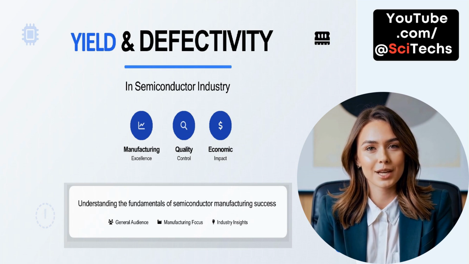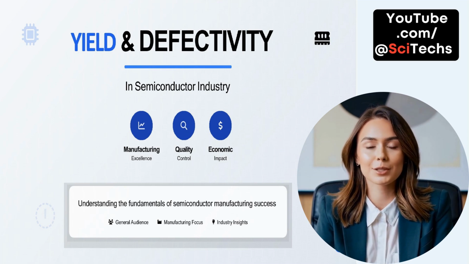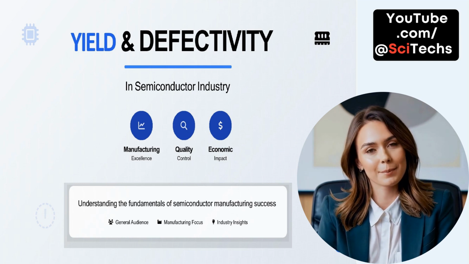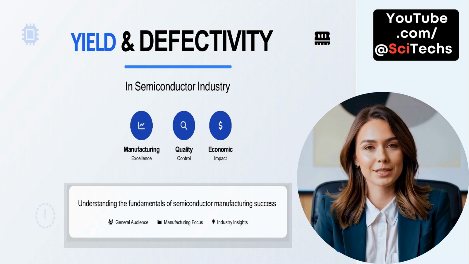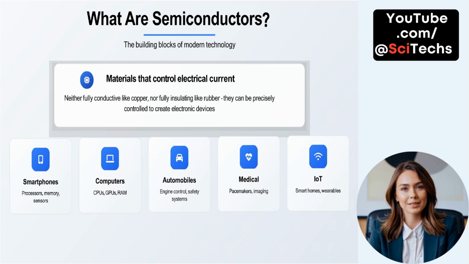This presentation will guide you through the essential principles and practical insights to help you understand and manage these critical parameters in semiconductor production. What are semiconductors? Semiconductors are the essential materials at the heart of modern electronics. What makes them unique is their ability to control electrical current.